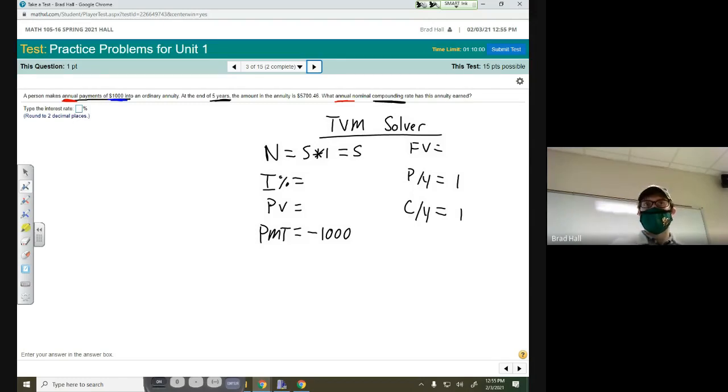Does anyone see any other? Would FV be 5,740? FV is, in fact, what you said, 5,700.46, which automatically makes PV 0. One of those always has to be 0. And so we filled in everything else. So I guess the interest rate is what we need to figure out.